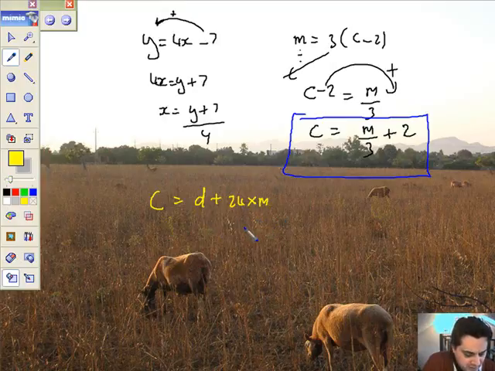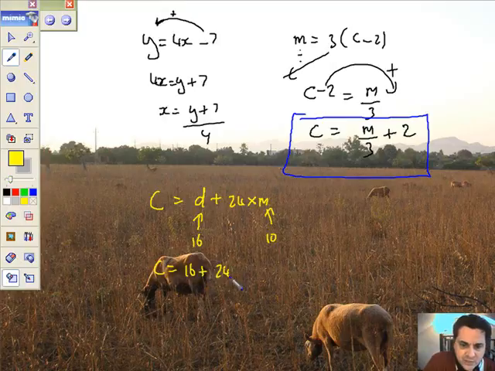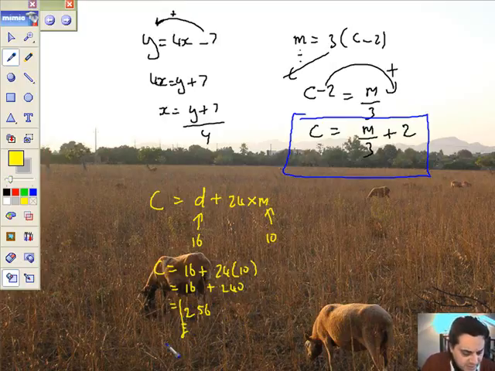Okay, a deposit for a wardrobe is £16. Let's put 16 in there. The monthly repayments on that wardrobe is £10 a time. What is the total cost? Let's go. C equals 16 plus 24 lots of 10. That's 16 plus 240. That wardrobe's going to cost £256. Quite some wardrobe.